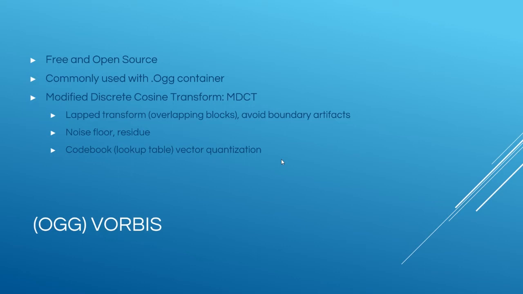Its coding technique uses the modified discrete cosine transform, MDCT. It's a lapped transform, which means the blocks that are converted to the frequency domain overlap some wavelength with each other, avoiding artifacts along the boundary. Then the data is split into noise floor and residue components and quantized according to a codebook or lookup table based vector quantization. Vector quantization is a form of non-uniform quantization where a probability density function and vectors are used.